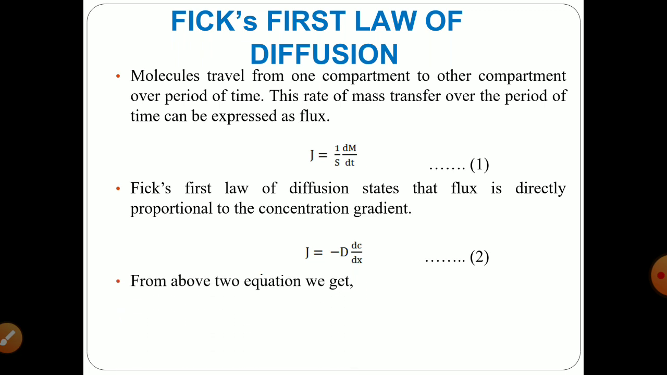And from these two equations we will get the third equation, that is dM/dt = -DS dC/dx, where the negative sign in this equation indicates the decrease in concentration with time in the donor compartment. So this is Fick's first law of diffusion.